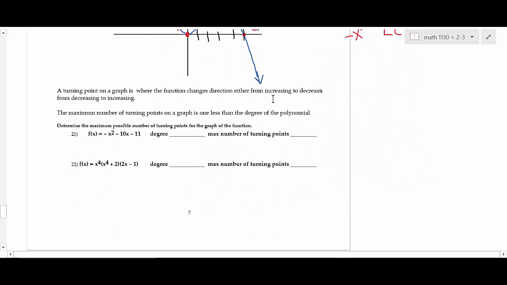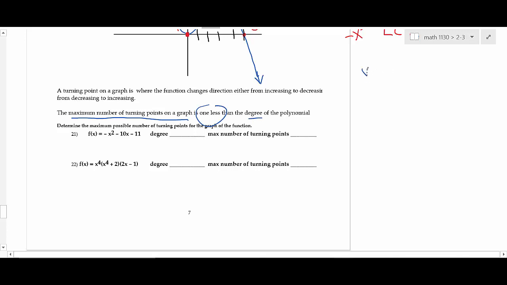Okay, so let's look at this. Now, we're going to talk about what a turning point is, and I'll explain why this is. You want to understand why this works. So a turning point just means it's going to change directions. We've already talked about function increases, function decreases. So when it changes from increasing to decreasing or reverse, then that's called a turning point. And we have this real simple rule. The maximum number of turning points is going to be 1 less than the degree of the polynomial. Okay? So let me explain why this is.